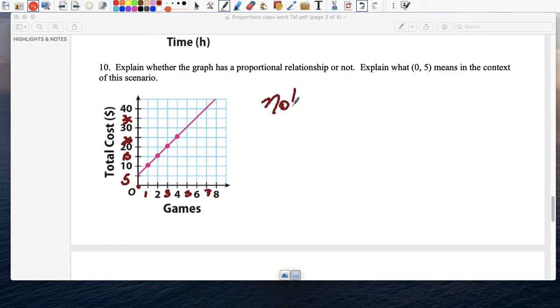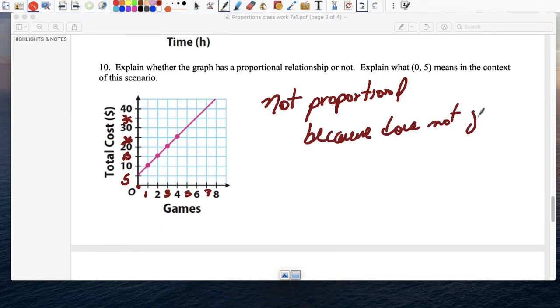Well, first, not proportional. We already know why. Because it doesn't go through 0, 0, right? Not proportional because it does not go through 0, 0. So we already know it's not proportional. But how can you explain that when you play, you haven't even played and you're already paying $5? How do you explain that even though you didn't play any games, you're already paying $5?